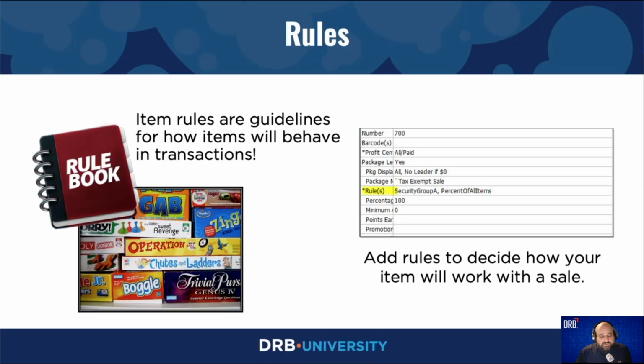So rules really determine how an item behaves in a sale. It either will check for something that already exists in the sale, or it'll act differently based off of other items that come into the sale. So it's basically the rules that you follow and how you're going to act. And you'll notice here in this sample, we've got two rules. The security group says you need to be an employee that has a certain security level to do this. And then the next one, % of all items, that's saying it's going to take a percentage discount out of all items within a transaction.